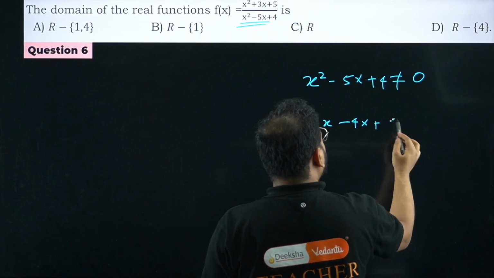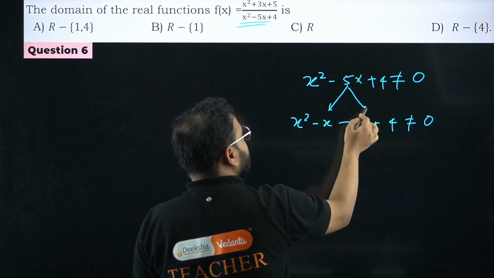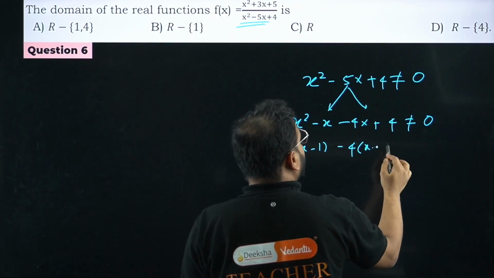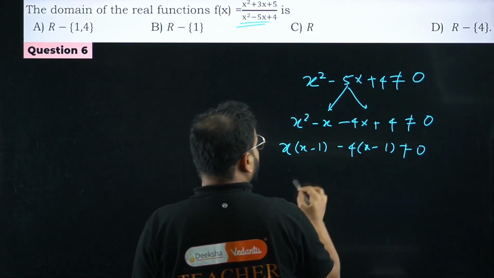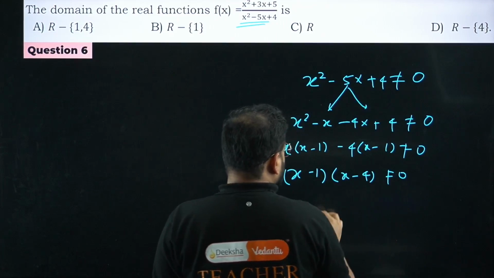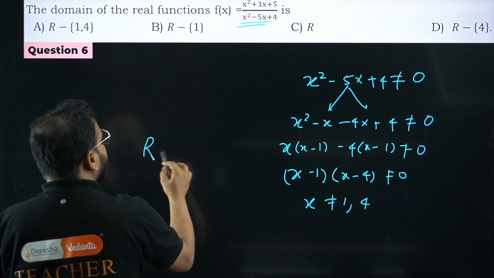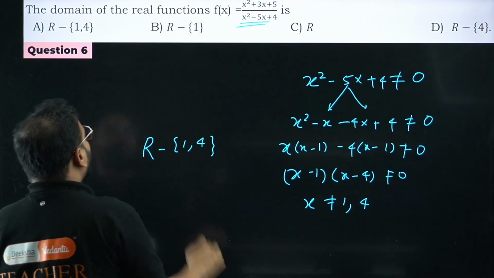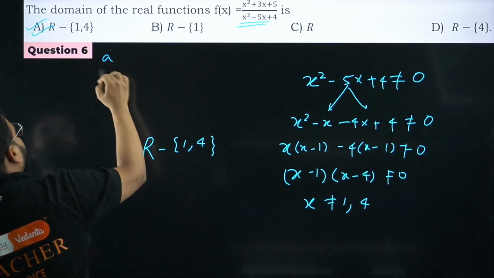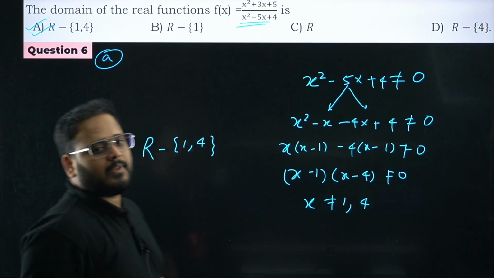x square minus 4x minus x plus 4. You all know the factorization, right? That's how you factorize 5x, splitting the middle term. Take factors here. x minus 1, x minus 4 is the common factor. x minus 1 not equal to 0, and from here we're getting x minus 4 not equal to 0. It means x is not equal to 1 or 4, meaning all real numbers except 1 and 4. All real numbers except 1 and 4 is your answer. So option A is correct. Option A is correct. Is that clear? Please check. Is that clear?